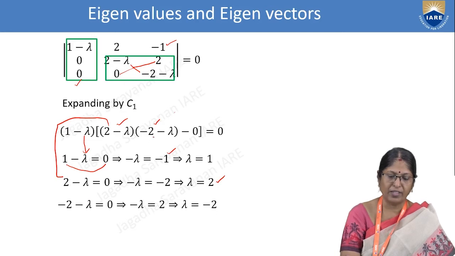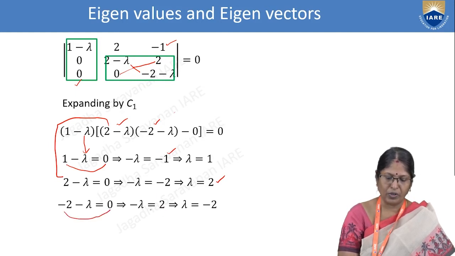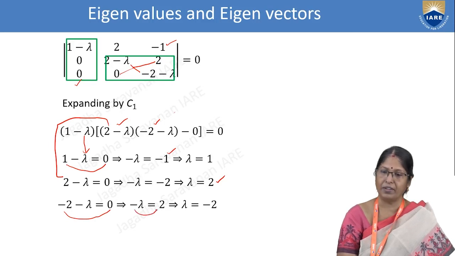The leftover is minus 2 minus lambda equal to 0. So minus lambda equal to, the minus 2 also comes to this side, so it becomes minus lambda equal to 2, which means lambda equal to minus 2. The sign has changed here. So the lambda values we got are 1, 2, minus 2.